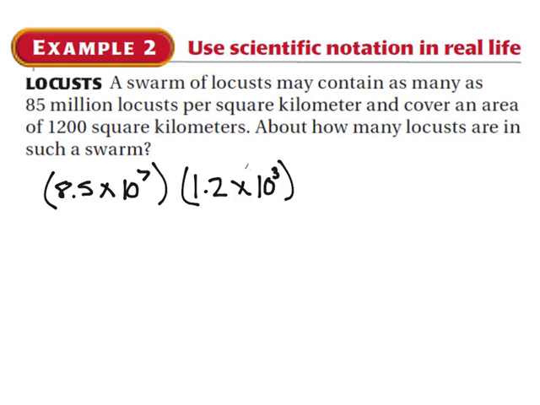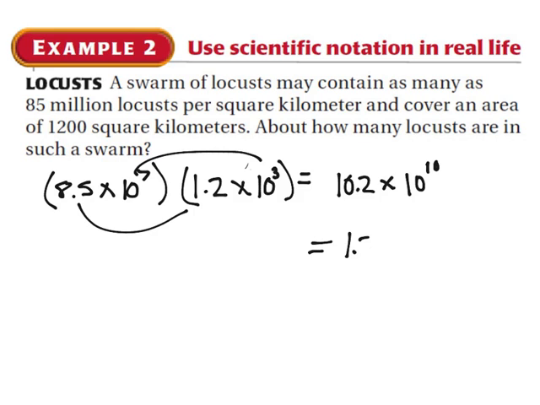your 1,200. Okay? Then we just multiply these two and we multiply these two in scientific notation. When we multiply 8.5 and that, we get 10.2. And then times, and then it'll be 10 to the 10th. And then one last thing, this isn't in scientific notation over here, so we need to add one more to 10. So it'll be 10 to the 11th. Locusts in a swarm.